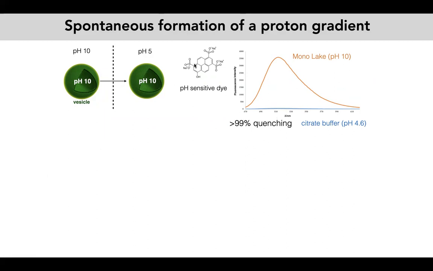If this dye is exposed to something more acidic like citrate buffer, you see almost no fluorescence whatsoever. But if you put it now in Mono Lake water, which is at pH 10, now you have a very, very high fluorescence. And so the idea was, well, what we'll do is we'll make these vesicles now in the Mono Lake water, and then we'll do a buffer exchange from the outside to a citrate buffer. And if there's a lot of leakage, well, the HPTS is just going to be quenched. But if there's no leakage, or if there's some ability to maintain this pH gradient, we're going to be able to see this fluorescence, and it's going to maybe decay slowly with time.